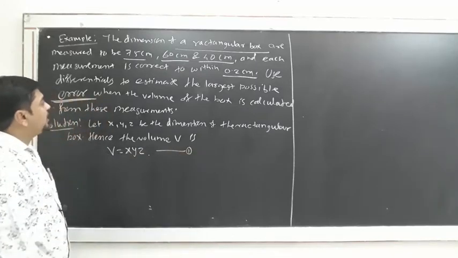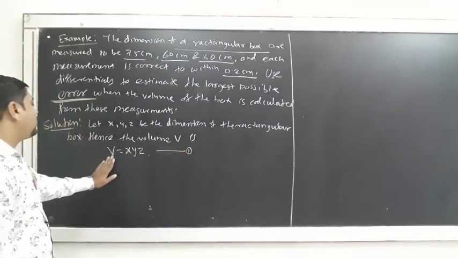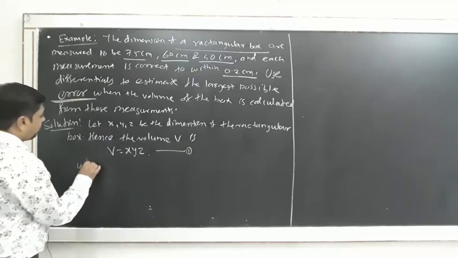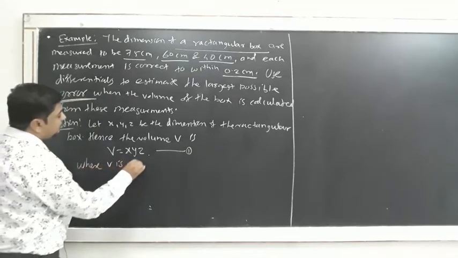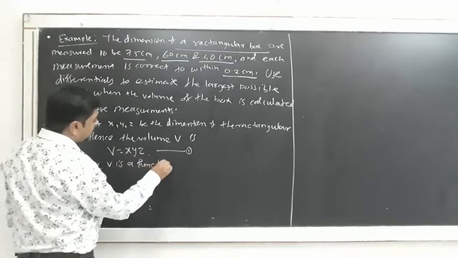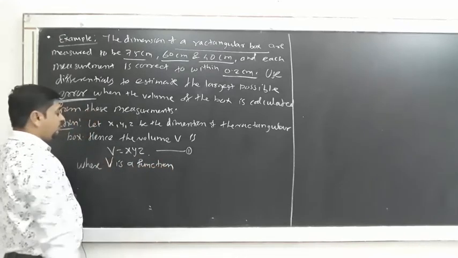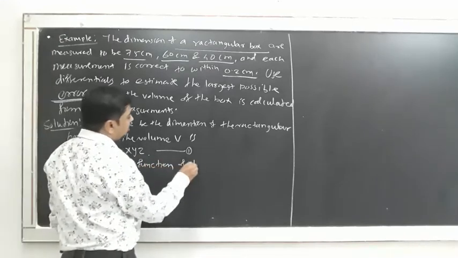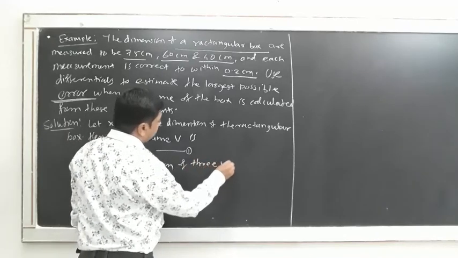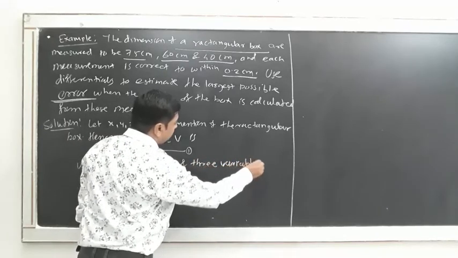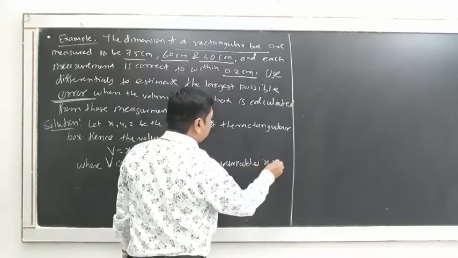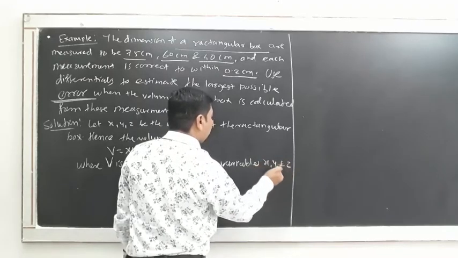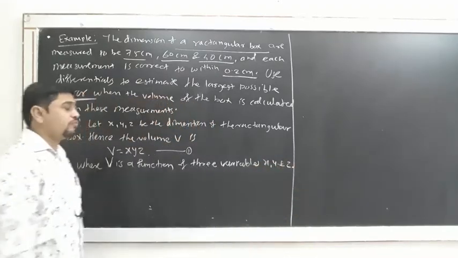Now what we have to find? Here V is a function. Capital V is a function of three variables x, y and z. It is a function of three variables.